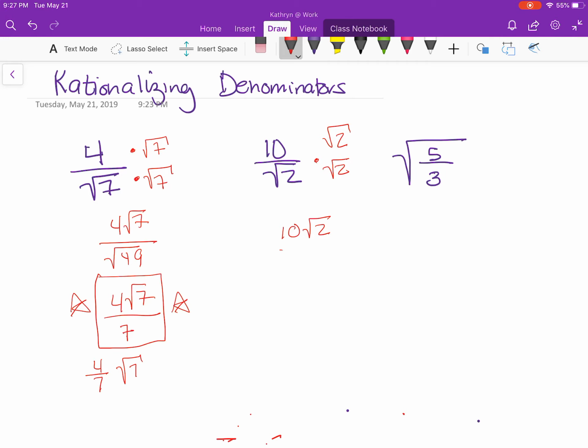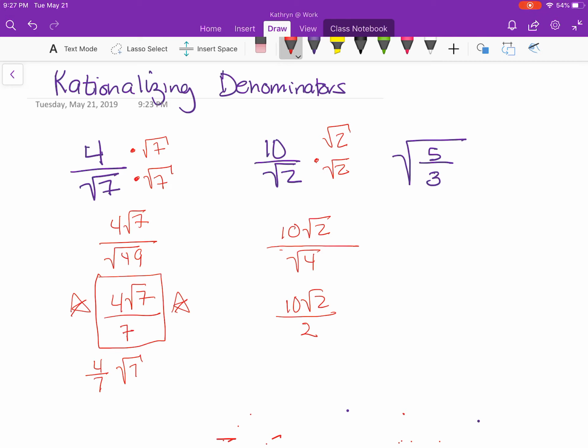I want to remember that I can't multiply 10 times 2, right? 10 is a coefficient and 2 is the radicand, so I can't multiply them together. It's not the square root of 20. In the denominator, I have the square root of 2 times itself, which is just the square root of 4. And now I'll simplify this a bit. I've got 10 times the square root of 2 still on the top. Square root of 4 is 2 in the denominator.